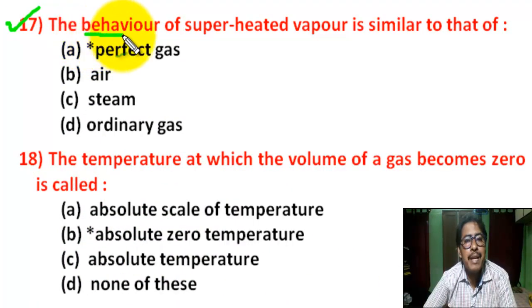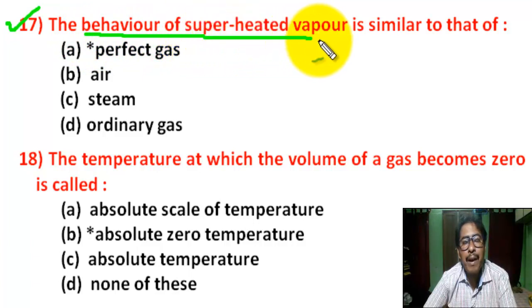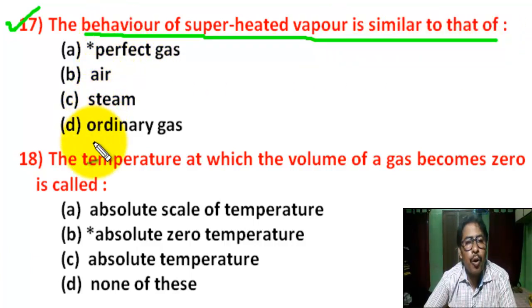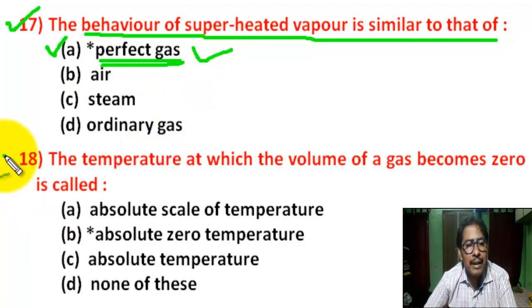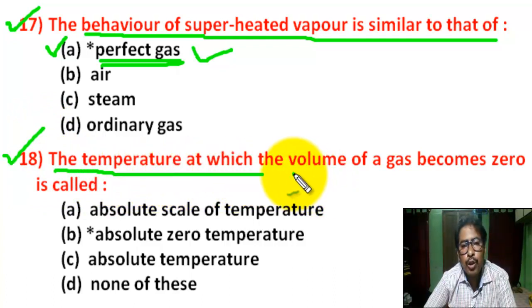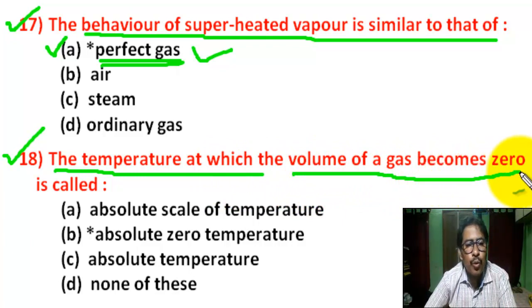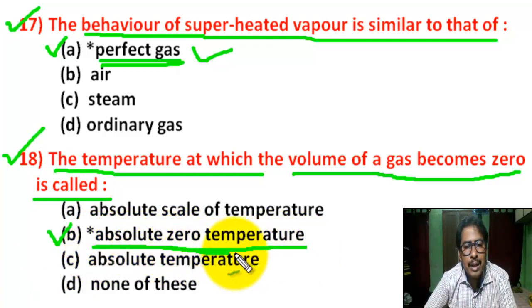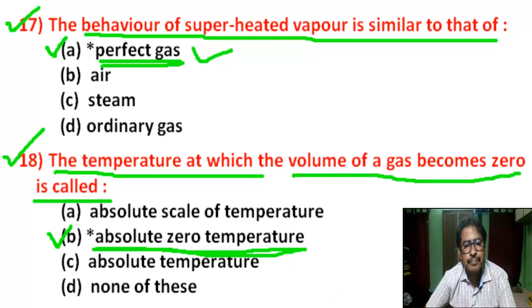Question number 17. The behavior of superheated vapor is similar to that of, there are 4 options. Correct answer is A, perfect gas. Question number 18. The temperature at which the volume of a gas becomes zero is called. There are 4 options. Correct answer is B, absolute zero temperature.